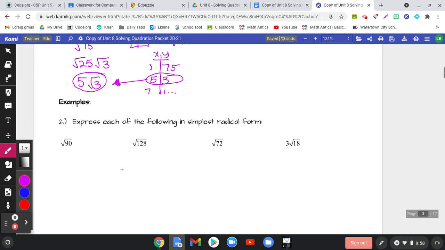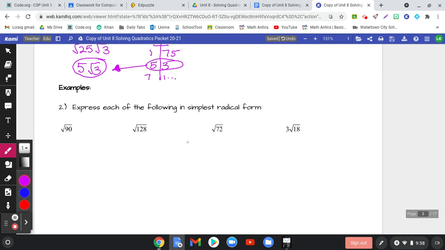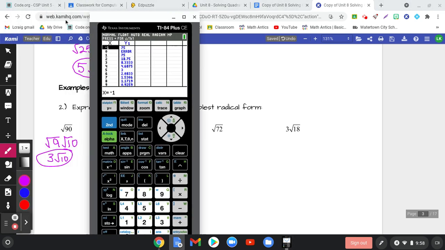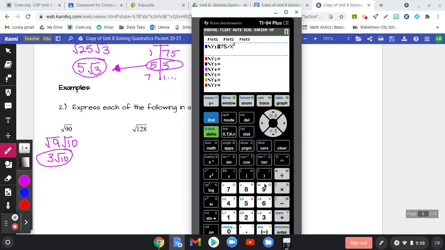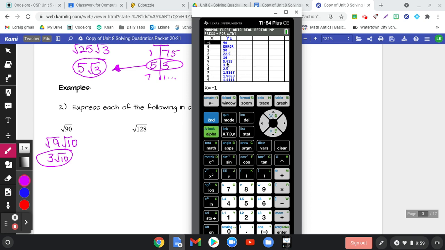Okay, so let's try some of these. So 90, again, you might be able to do it by hand just as quickly. You might recognize it as 9 times 10, right? 9 is the perfect square. Square root of 9 is 3, radical 10. Maybe that's not easy for you. So why don't we try it in the calculator? Y equals, I'm just going to change the 75 to 90 divided by x squared. Go to the table, go down until you find a 1, go back up until you see whole numbers, no decimals, 3 radical 10, there it is.